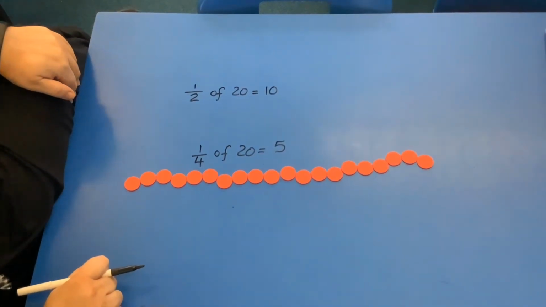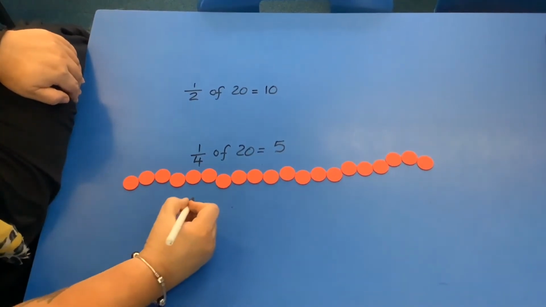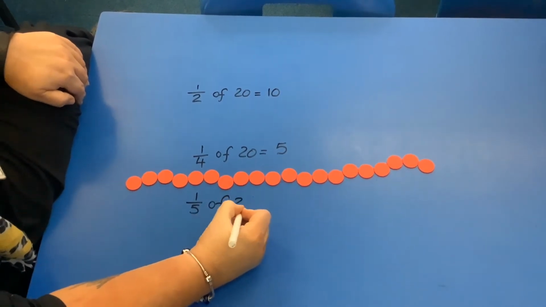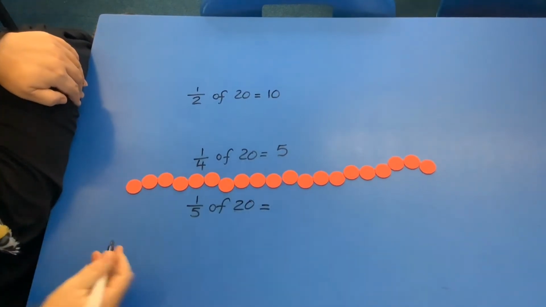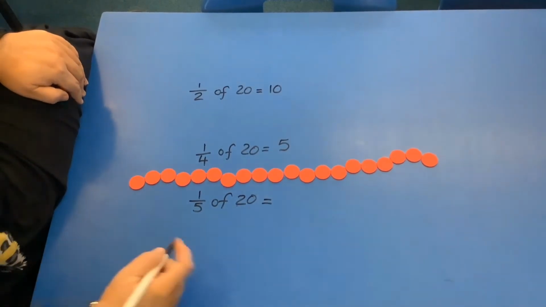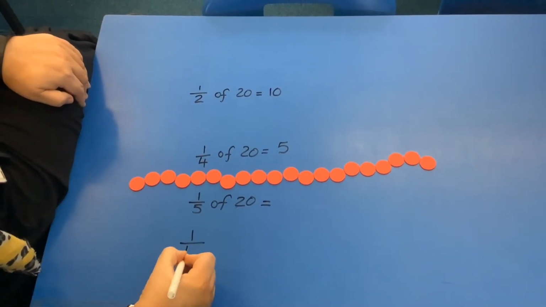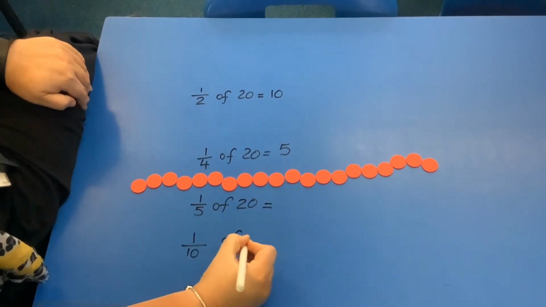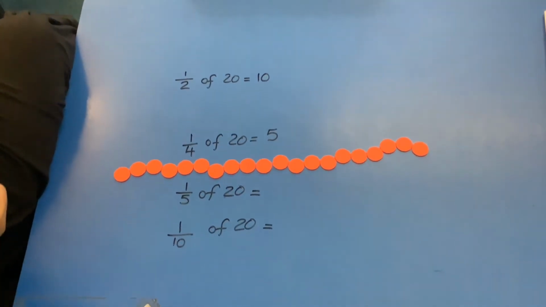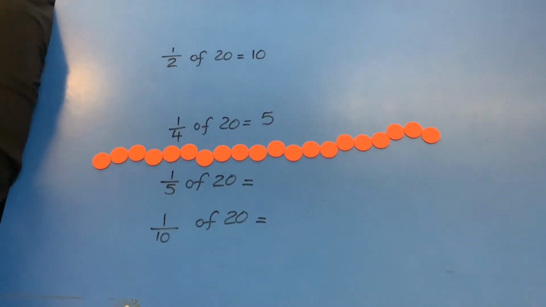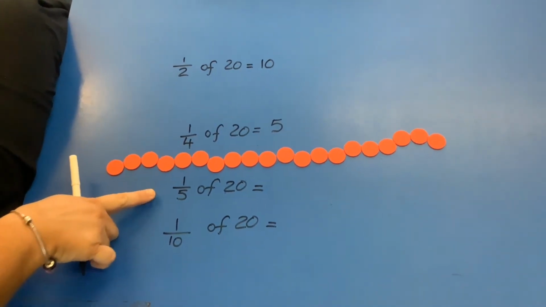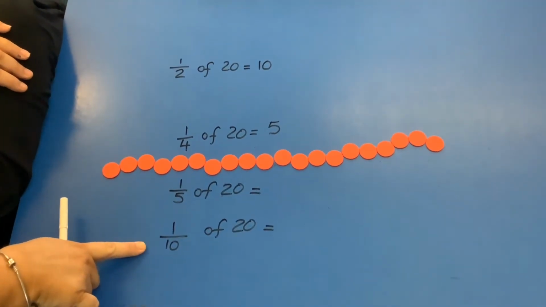So after 1/4, I want you to think about 1/5 of 20. And I'm not going to give you the answer this time. So I want you to think about 1/5 of 20. And then I want you to think about 1/10 of 20. So you won't have your new packs yet, so I want you to write these down in your maths book. So I want the answers to 1/5 of 20 and then 1/10 of 20.